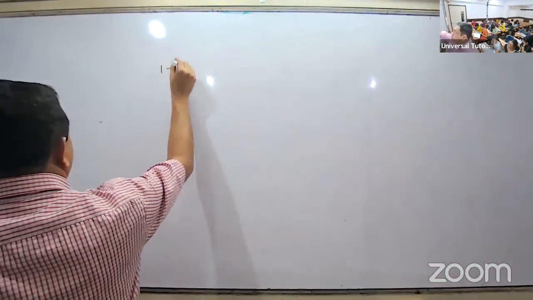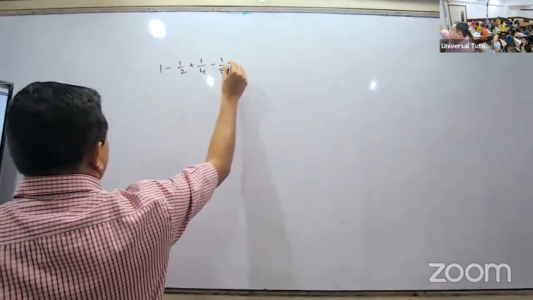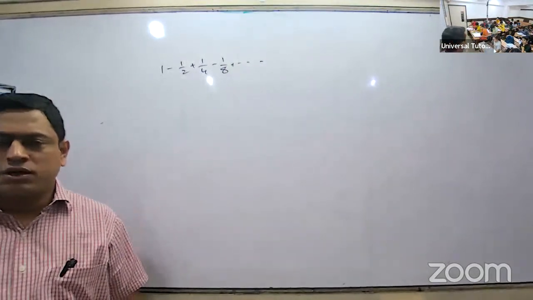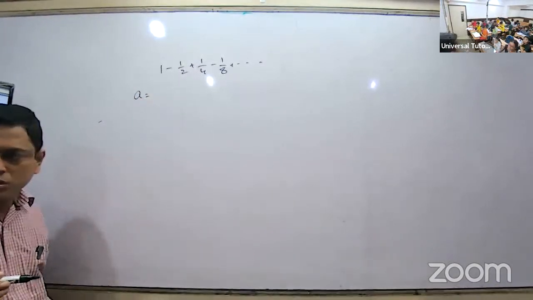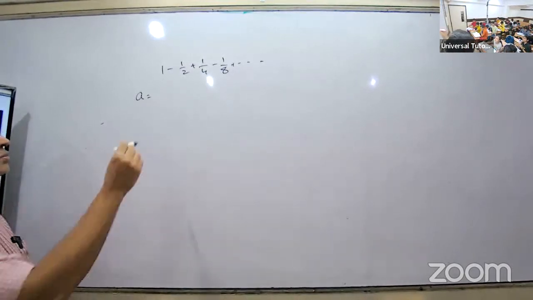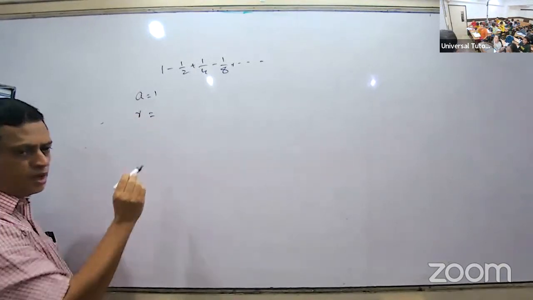Find the sum of infinite terms of the GP 1 minus 1 by 2 plus 1 by 4 minus 1 by 8 plus and so on. Sum of infinite terms. So, what is the value of A? Sophie, what is the value of A? The first term, 1. Okay. Shreya, what is the value of R?